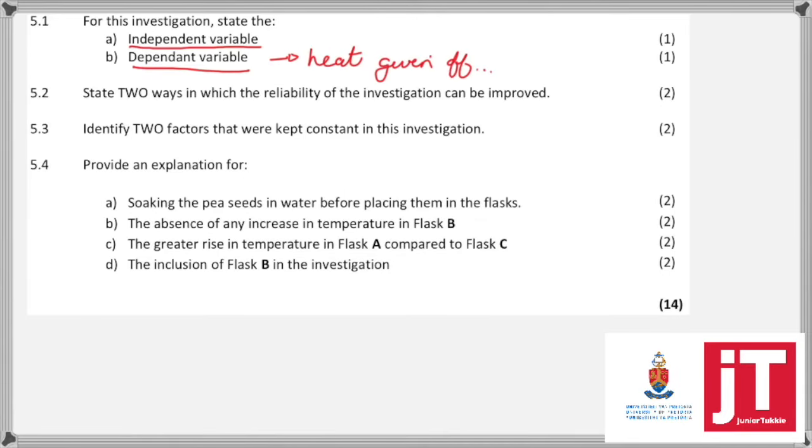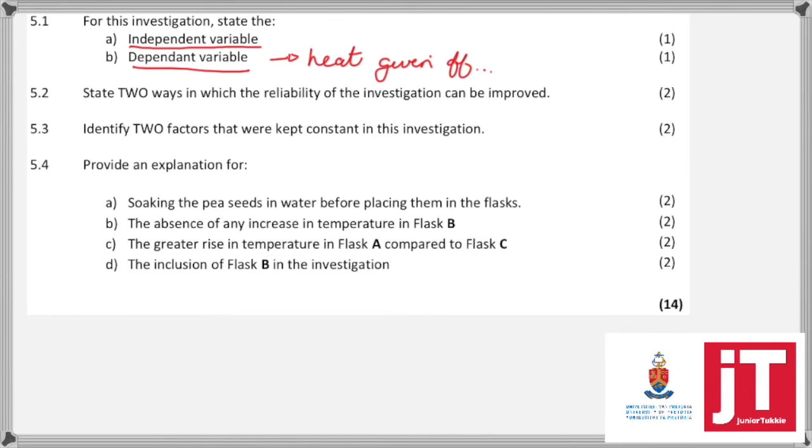First thing, 5.1. Questions always deal with variables, so we can expect the independent, dependent variable question more often than not. So here, it asks us for A, the independent variable, B, the dependent variable. I like to deal with the dependent variable first before I approach the independent variable, because it makes me identify the independent variable so much easier. So dependent here is the heat given off or the change in the temperature.